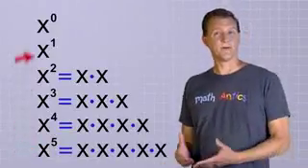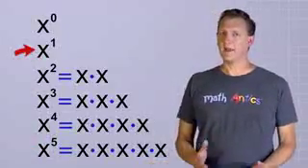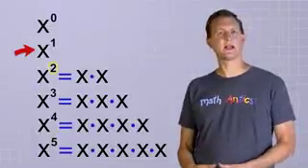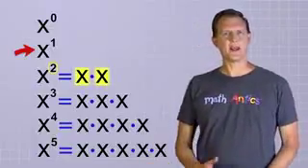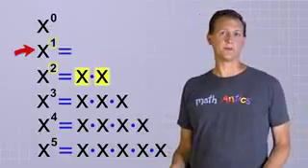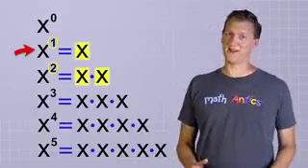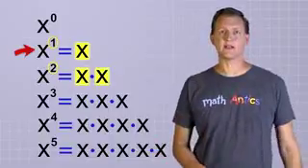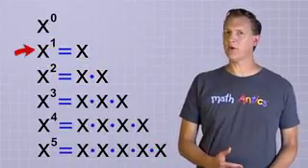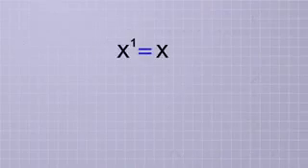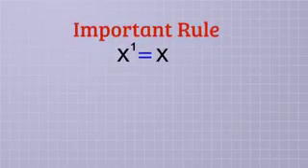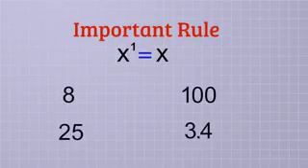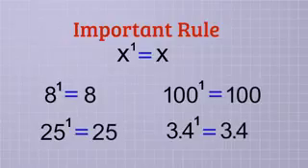But what about x to the first power? Well, if x to the second power means multiplying two x's together, then x to the first power should mean multiplying one x together, which sounds kind of funny when we say it like that. But as you can see, that pattern makes sense. X to the first power would just be x. And that helps us see an important rule about exponents. Any number raised to the first power is just itself.